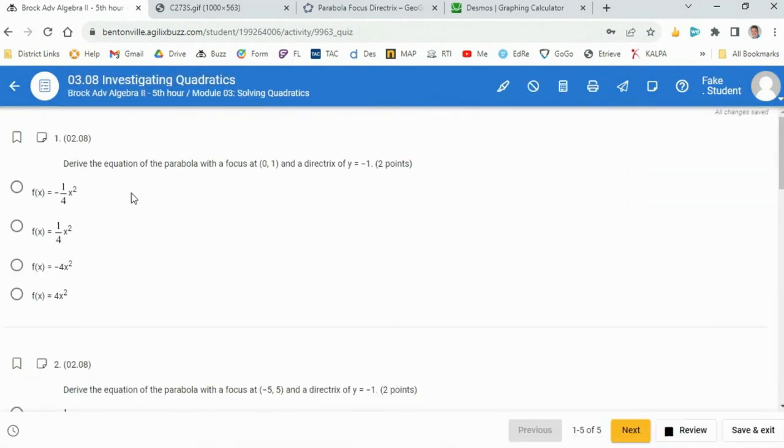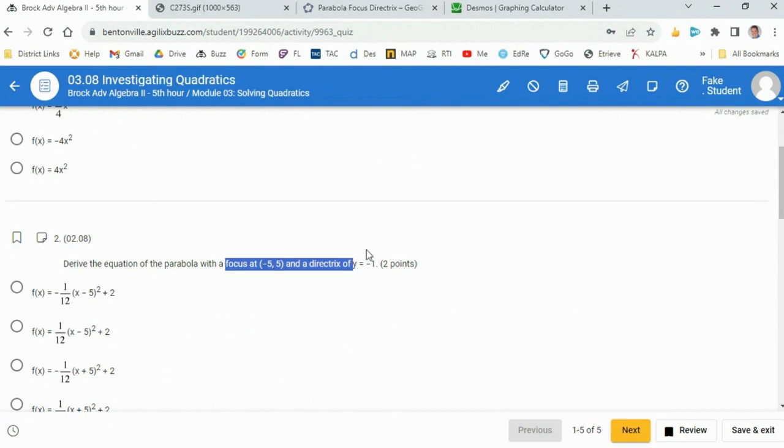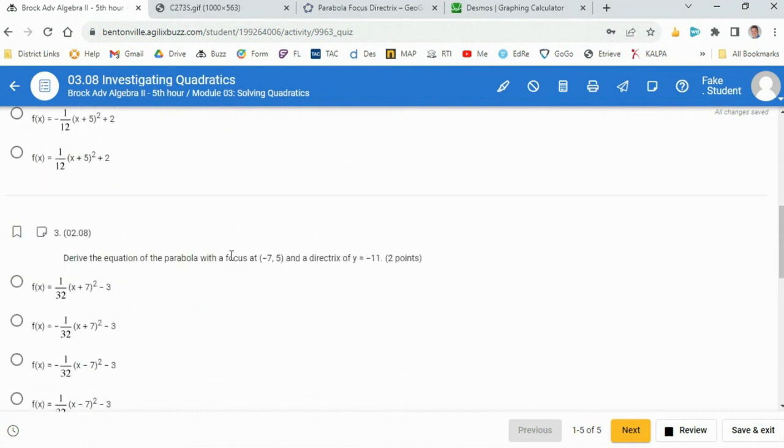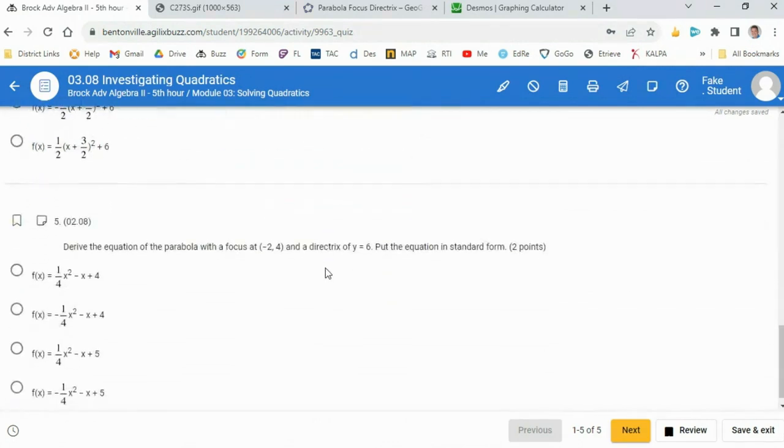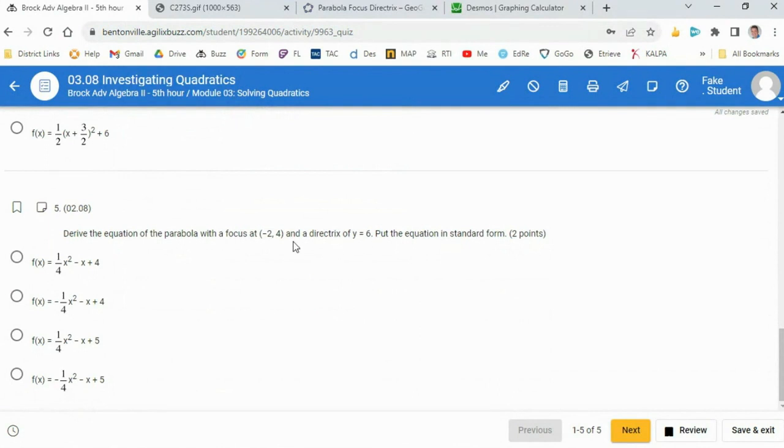Investigating. Derive the equation of a parabola. It gives you the focus and directrix, just like we did on those two problems. Focus and directrix. So there's four in a row where you're supposed to come up with the equation. And on this one, they give you the focus and directrix, but they want the equation in standard form. That's the only difference.